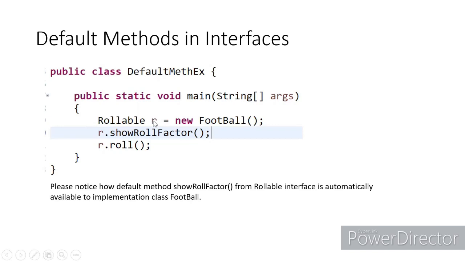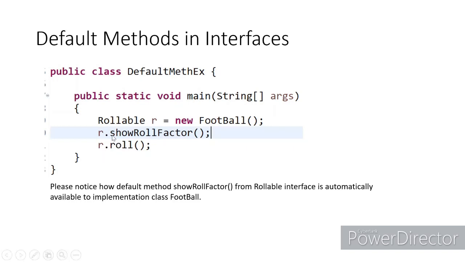R is a reference of the interface. And what is this? This is an instance. Instance of which class? Football is an instance of a class which is implementing the rollable interface. So I can assign a football instance to a rollable reference. Okay. And you see that I am invoking both the methods. The roll method, obviously I can invoke because I myself have overridden it inside the football class. So I can call it.